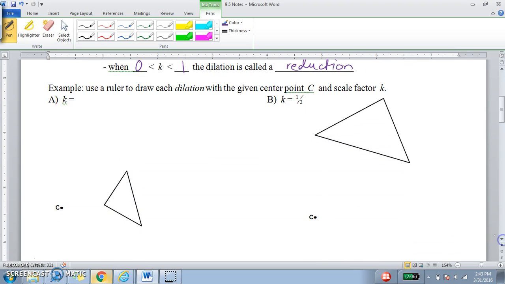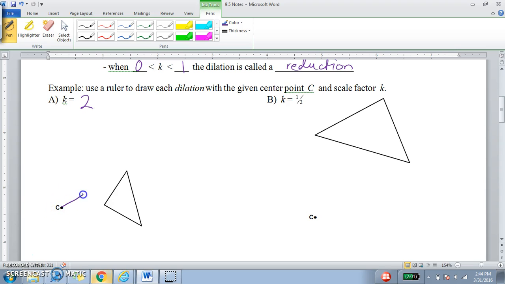Okay, so use a ruler to draw each dilation, just like with the rotations. This is hard to do on a video. We're going to use rulers in class to do this. So to draw a dilation with a given point C and scale factor k, this scale factor is not filled in. This should be a 2. So a scale factor of 2 means that it's going to get twice as big. It's also going to get twice as far from the center point.